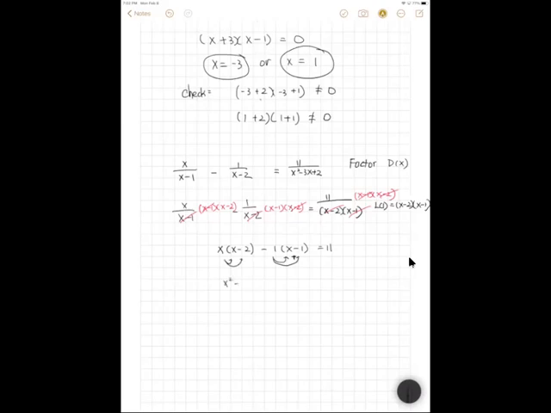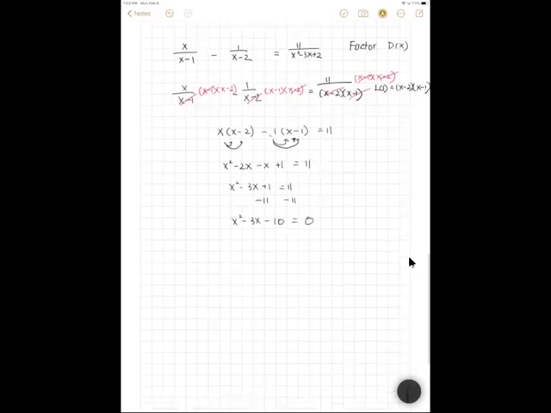I have x squared minus 2x, negative 1 times x equals negative x. Negative 1 times negative 1 equals positive 1. Now I combine the like terms. And I want to set the equation equal to 0. Okay, now use the AC method. I have (x minus 5) times (x plus 2) equals 0. So x is equal to 5 or x equals negative 2.